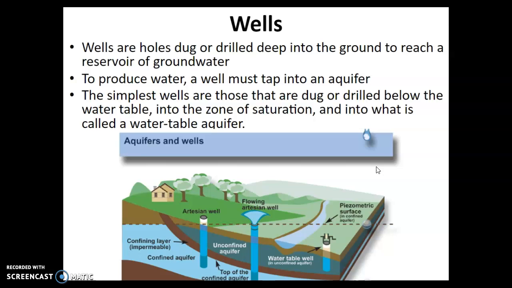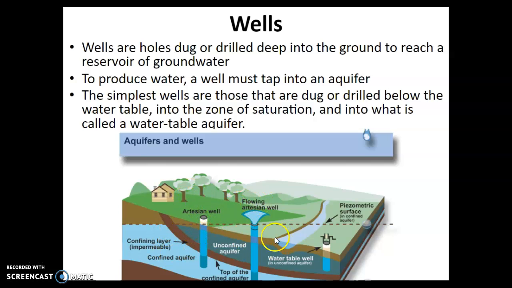And so the final thing we need to talk about today are wells. Wells are just holes that are dug or drilled into the ground to reach a reservoir of groundwater. The groundwater is underneath the surface, and some people who don't have access to city water will need to drill a well in order to access the groundwater so that they can have drinking water and water for household activities. So to produce water, a well has to tap into an aquifer. It's got to get into the water table, so you'd have to drill down deep enough that the well actually penetrates the water table.